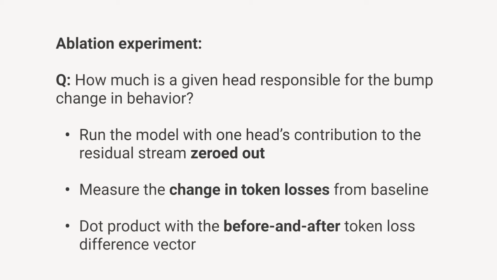So the way we'll do this is we'll run the model with one head at a time zeroed out. So its contribution to the residual stream will be replaced with zeros, and in that way we'll get a new measure of the model's losses on various tokens if it didn't have that head contributing. We'll measure the change in token losses from the baseline, so we'll take that difference.